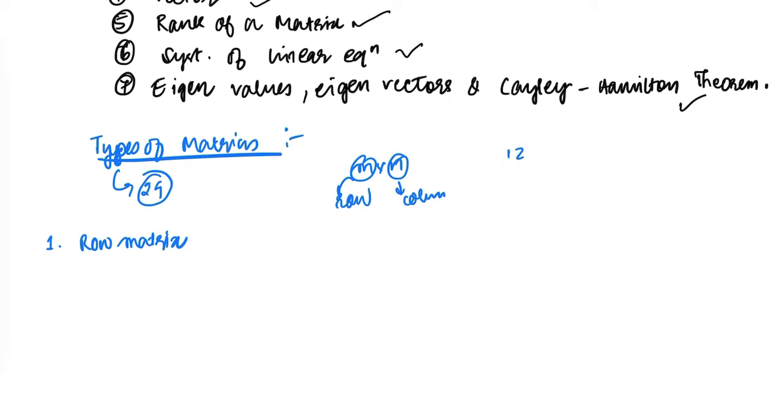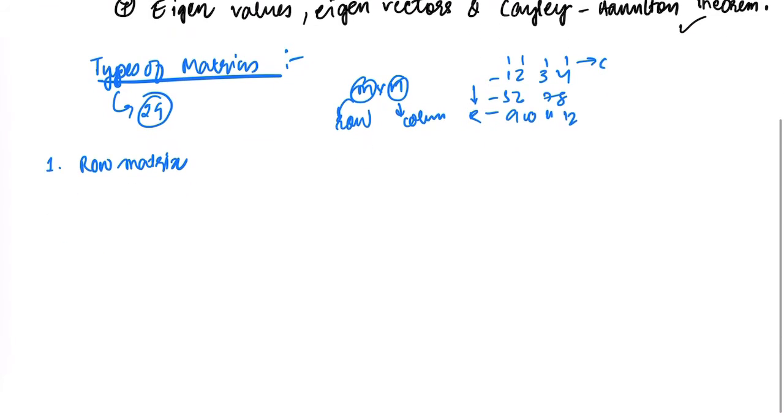Alright, so suppose we have 1 2 3 4 5 6 7 8 9 10 11 12. So we have 3 rows and we have 1 2 3 4 columns. So these are columns and these are rows. Now when we have a row matrix, we have n number of columns and we have one row. So suppose, let's say, 4 8 9. Okay, these are columns and we have just one row.